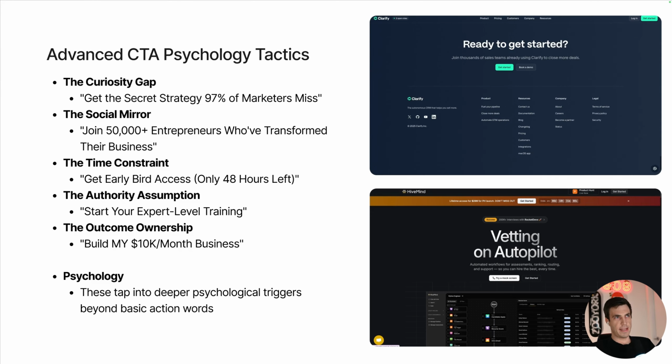So some advanced call to action psychology tactics would be using the curiosity gap. So "get the secret strategy 97% of marketers miss." The social mirror would be something like "join 50,000 other entrepreneurs who have transformed their business." Time constraint would be something like "get early bird access, only 48 hours left." Authority assumption, "start your expert level training." Outcome ownership, "build my 10K a month business." And the psychology behind this is that we're tapping a little bit deeper into psychological triggers beyond basic action words.